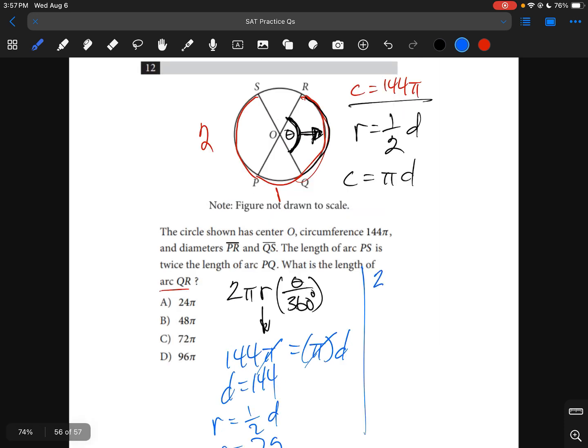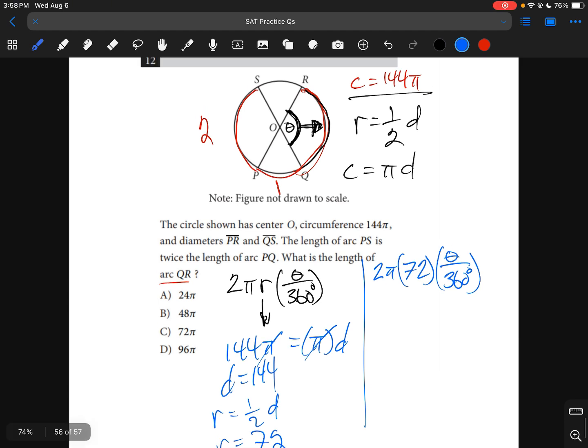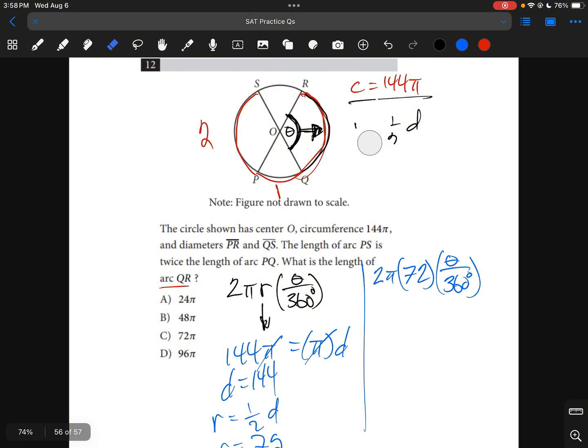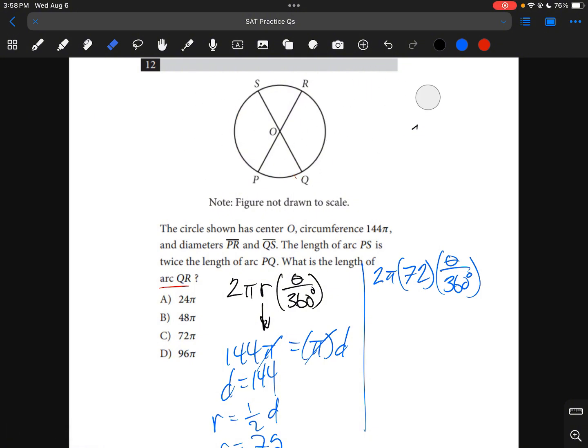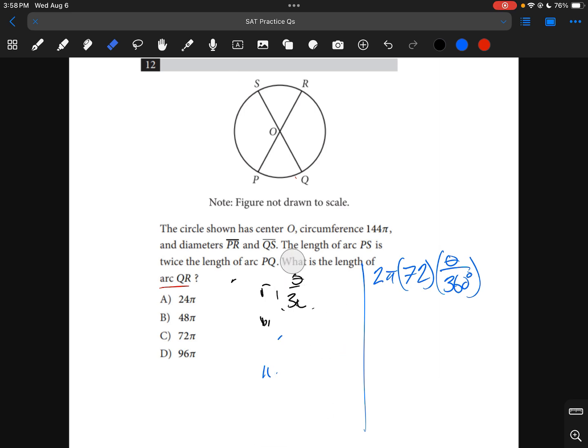So plugging this in, we have 2 pi r, which is 72, times theta over 360 degrees. Okay, well, how do we find what theta is? All right, so let's clean this up a little bit. You know that every single circle has to add up to 360 degrees. And based on the equation of an arc, 2 pi r theta over 360, we know that since this arc is twice the length of this arc, PQ, the angle must also be double. So if we write this out as saying that this angle PQ is x, and this has to be double, so it's 2x, we're halfway there.